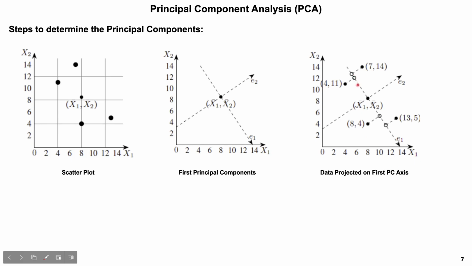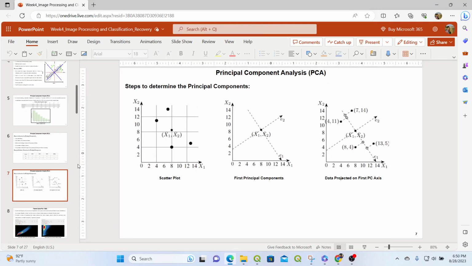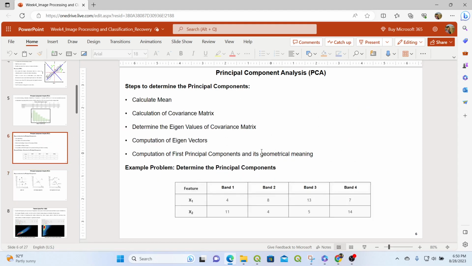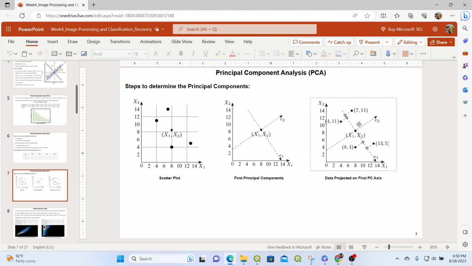And similarly we can do the same thing for our principal component 2, that is using the lambda 2 also we can identify. So this is the geometrical significance of the principal component. So determine the principal components and its geometric meaning. We are just projecting our data to the principal component axis. Okay, somebody had a doubt. I'll come to that.